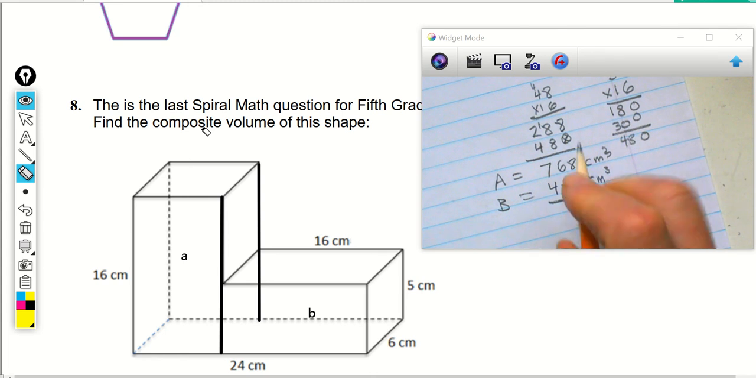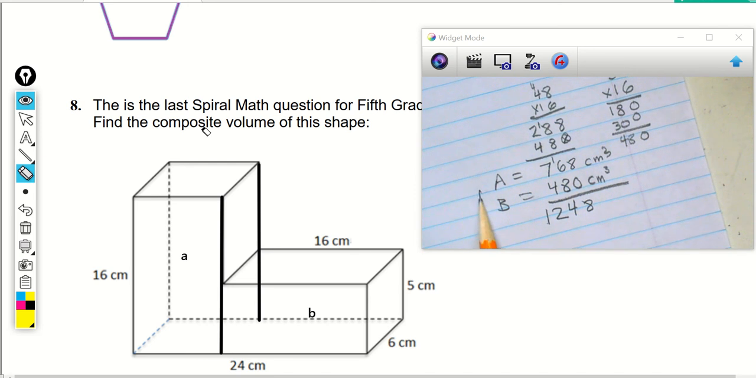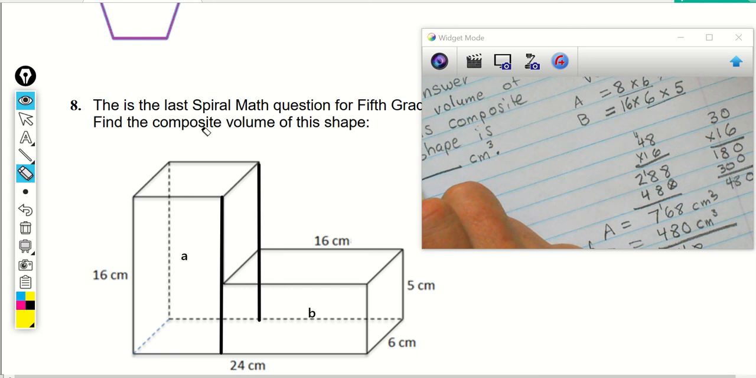So now I add it up. 8 plus 0, 6 plus 8 is 14. 1 plus 7 is 8 plus 12. So the volume of both A and B together is 1,248 cubic centimeters. I'm going to put that right up here. The volume of this composite shape is 1,248 cubic centimeters.